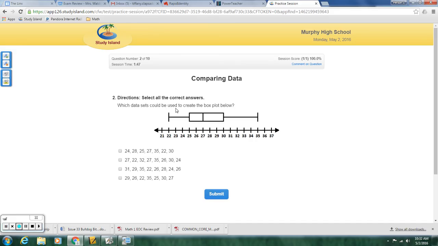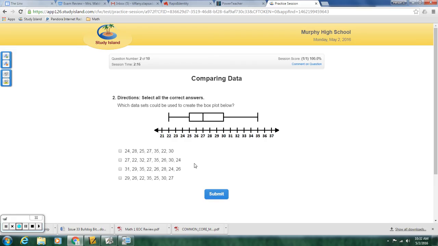Alright, which data sets could be used to create the box plot below? Well, what's the minimum number? 22. What's the highest number? 35. Does that one have a 22 and a 35? Yeah. Does that one? Yeah. Does that one? Yeah.